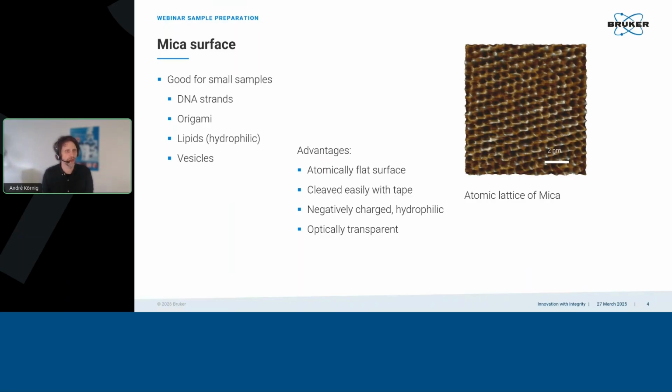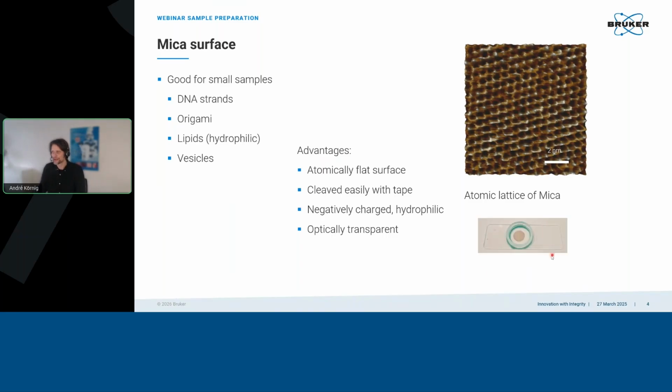This helps you to bind or place your objects on the mica surface. It is also optically transparent, not 100%, but I will show an example where this is used. If you cleave it enough, you have a very thin layer, which is optically transparent enough to combine with optical microscopy.